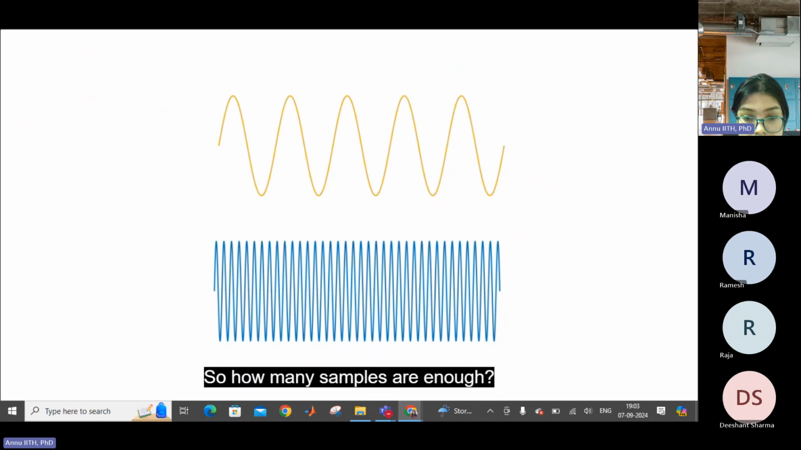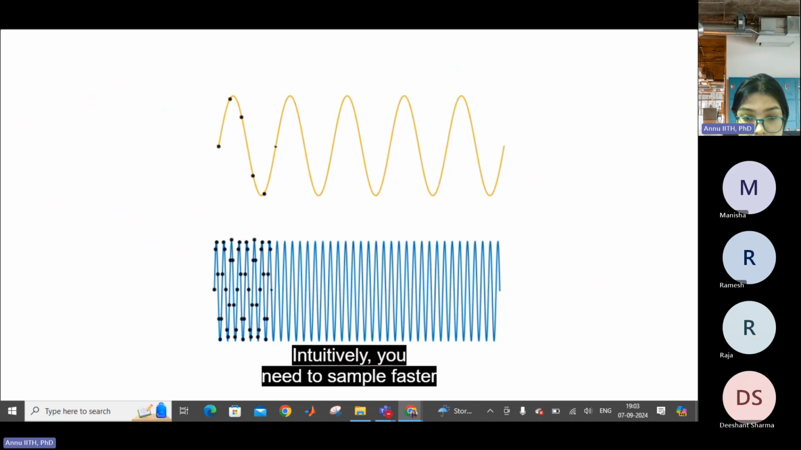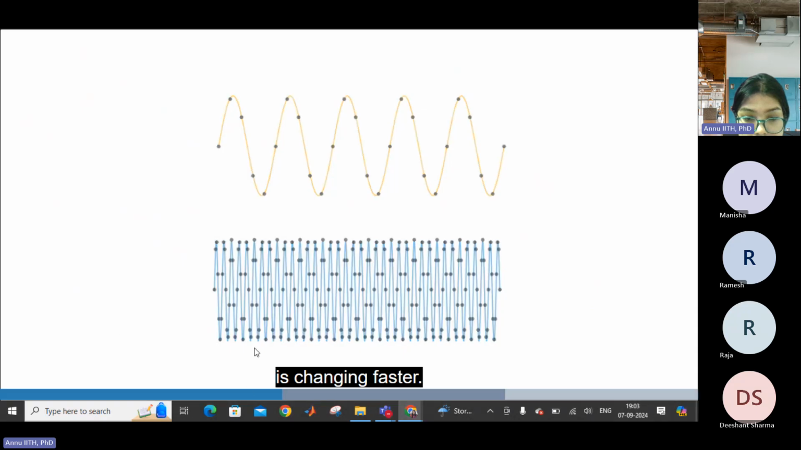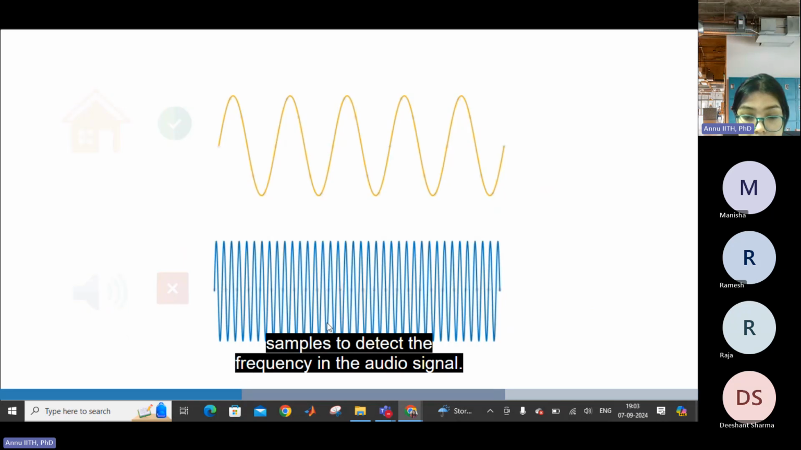So, how many samples are enough? Intuitively, you need to sample faster if your signal has higher frequencies, because your signal is changing faster. What is this saying? If you are sampling the signal faster, then you will have a higher frequency range. Try to understand this. What is sampling? Sampling is nothing but a switch taking one sample, one, two, three. If the switch is working very fast, one, two, three, four, five, six, seven, eight, nine, ten, like that, you'll have a higher frequency range.